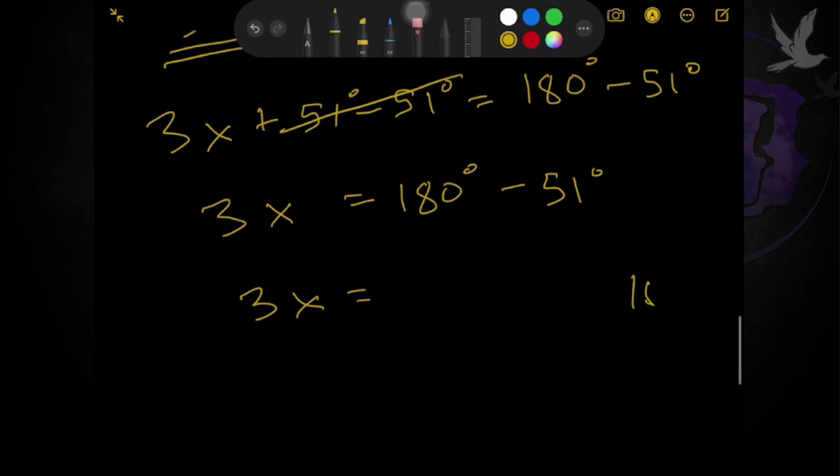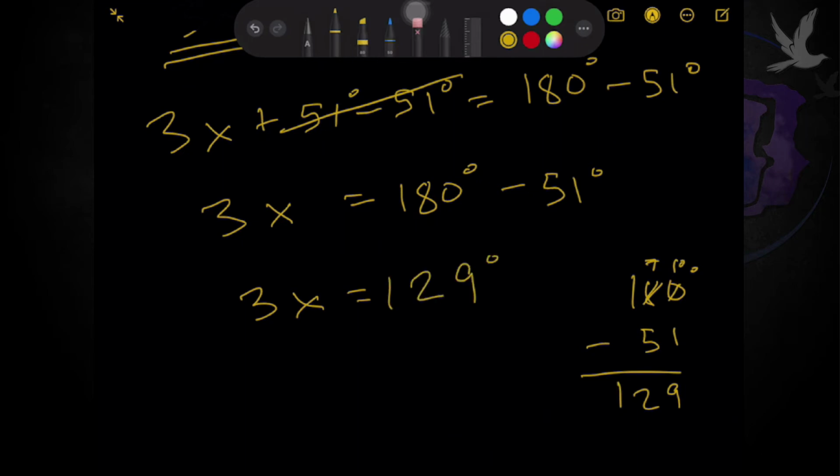So solving this, we have 180 degrees minus 51. You borrow, this is now 7, this is now 10. 10 minus 1 is 9. 7 minus 5 is 2. And bring down 1. You have 129 degrees. Teacher Mark, is this our answer na?